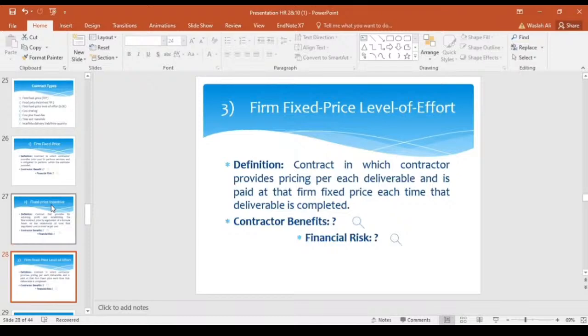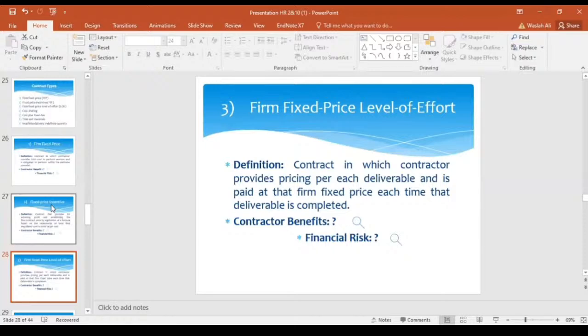Contract in which the contractor provides pricing per each deliverable and is paid the firm fixed price each time that deliverable is completed. In this type of contract, benefits or deliverables are paid only when a part of the project is completed. Here we also have some contractor benefits and risks.